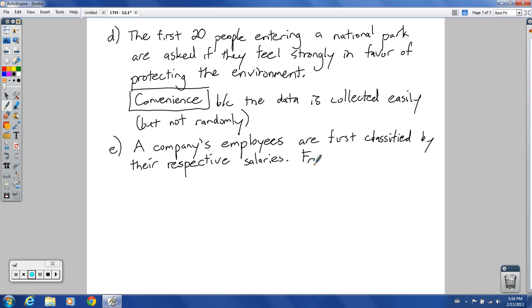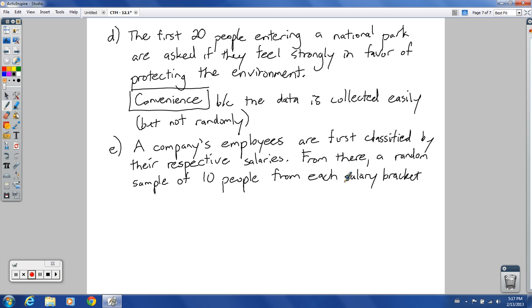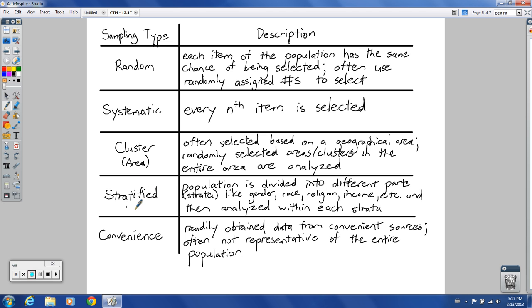From there, a random sample of 10 people from each salary bracket is selected. So let's say that's the case. What kind is that? Yes, we've only got one left. Yes, it is a stratified one, and I said I'd give you an example of each one. So this is true, but why is it true?